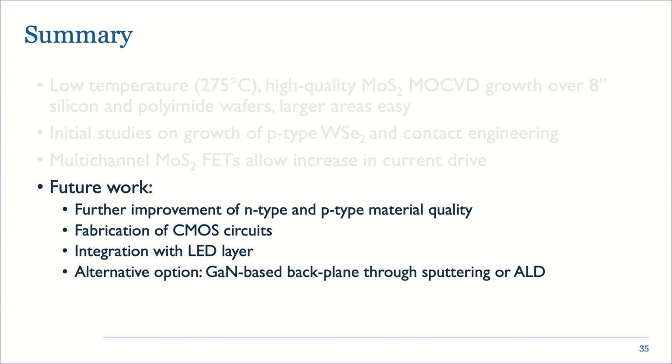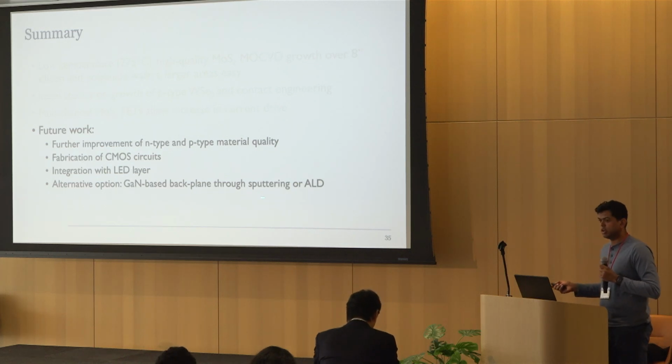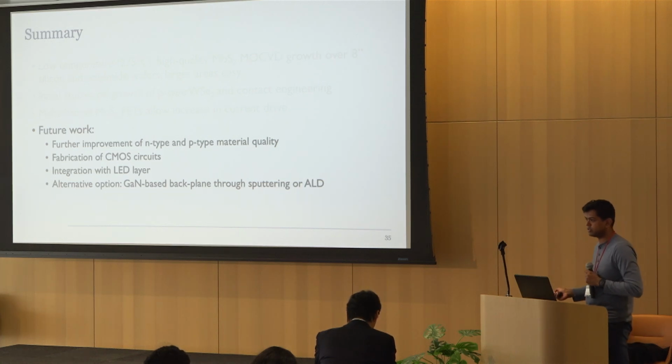And then some future work that we want to do, of course, we want to improve the P-type and N-type material quality. We can put those together and make CMOS circuits, integrate those with LED layers. And then I only talked about 2D materials today, but the other half of our group works on gallium nitride. And so we're thinking about making these display driver circuits with gallium nitride as well. So with that, thank you.